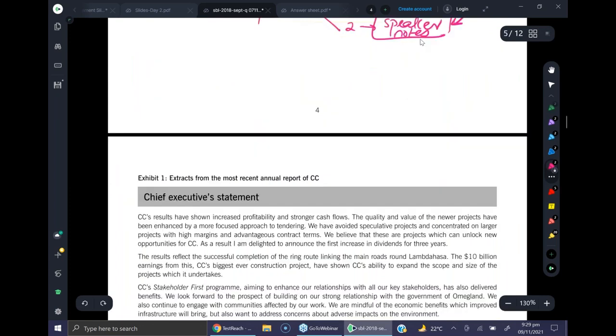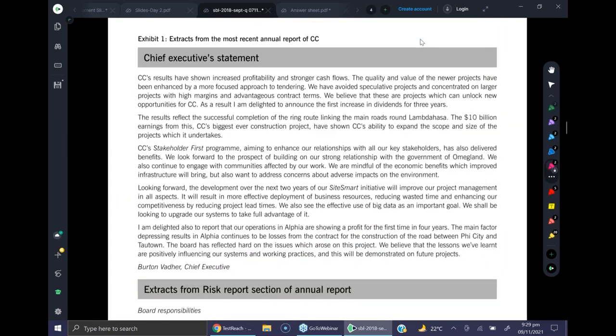Exhibit 1, everyone. It is the extract from the most recent annual report of CC.